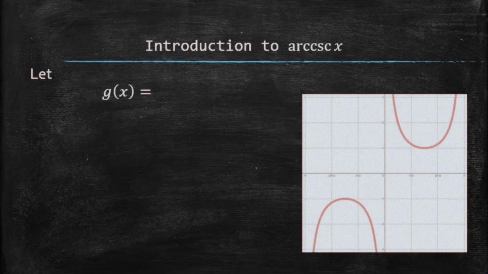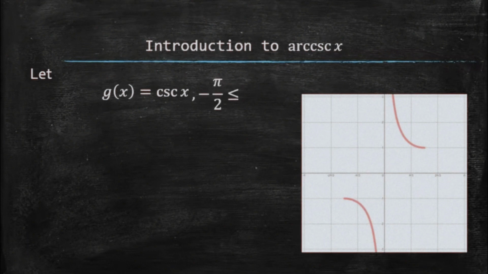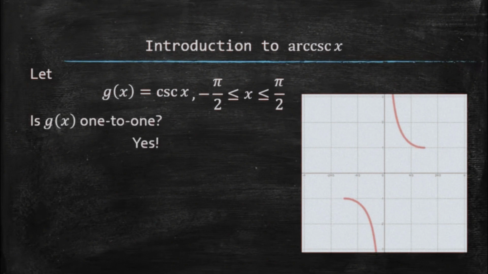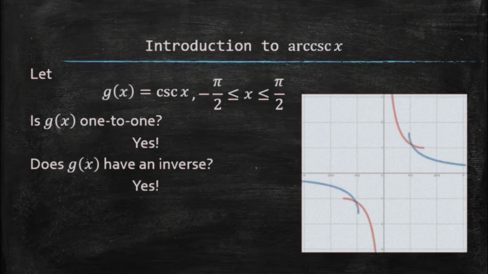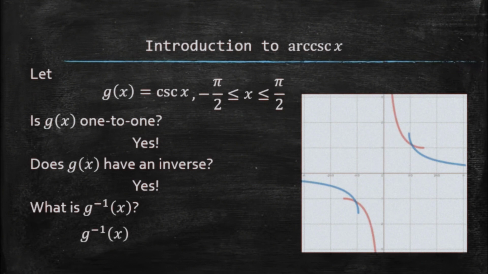Now, let's make a new function g of x from the cosecant of x by restricting the domain of the cosecant function to the interval between negative pi over 2 and pi over 2. Is this function one-to-one? The answer is yes, because it passes the horizontal line test. Does this function have an inverse? The answer is also yes, because all one-to-one functions have inverse functions. And here's what it looks like. What is this function? This function is not any of the functions that we already know, so we give it a name, the arccosecant of x function.